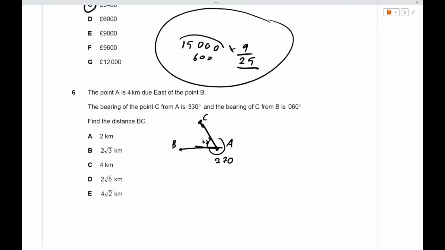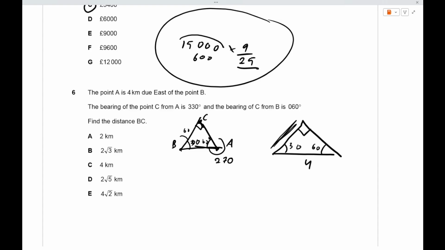Then you know that the bearing of C from B is 60. You know that this is 60. That means that this is 30. So you have, in actuality, 30 and 60. So you know that this is a right angle triangle, such that you have 30 here, 60 here, and 4 here. This is the actual triangle you have. And what you have to find is this BC.